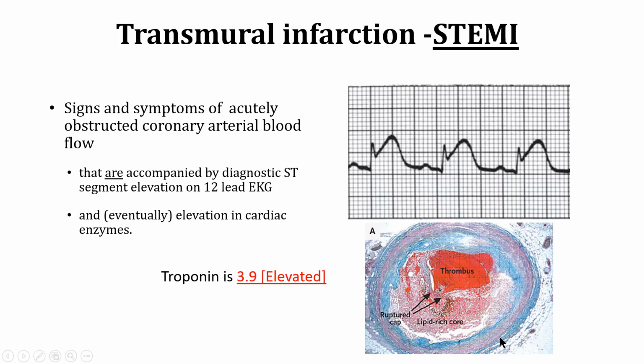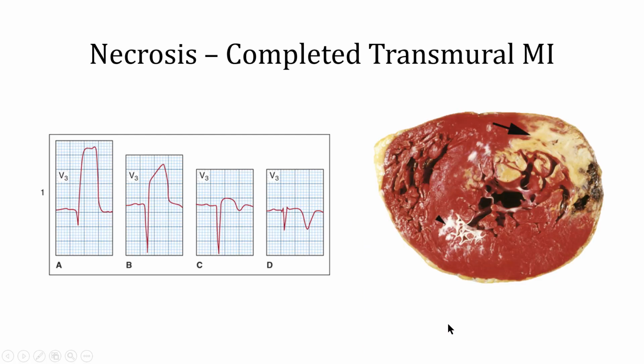From a pathophysiologic standpoint, you can see that a vulnerable plaque has ruptured, and this has precipitated complete thrombosis of whichever coronary artery is involved. If that transmural myocardial infarction or STEMI persists and is not treated, then it will evolve into necrosis, and this will be a completed transmural myocardial infarction. On the left-hand side, you can see the evolution of an EKG in a patient that suffered an ST elevation MI in 1970 before the advent and widespread use of thrombolytics and PCI.